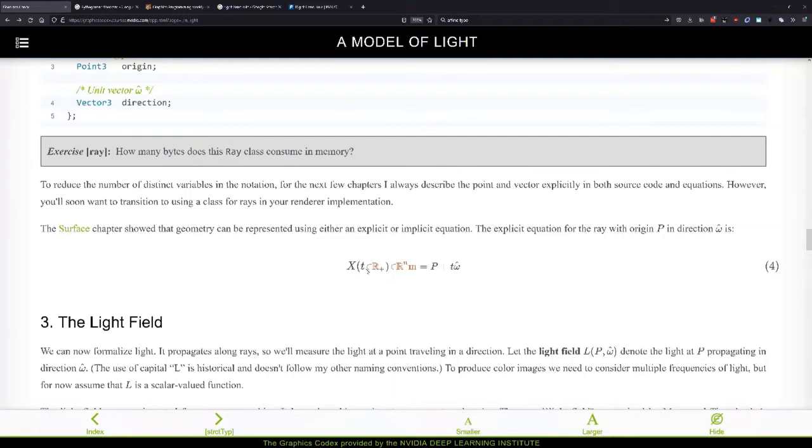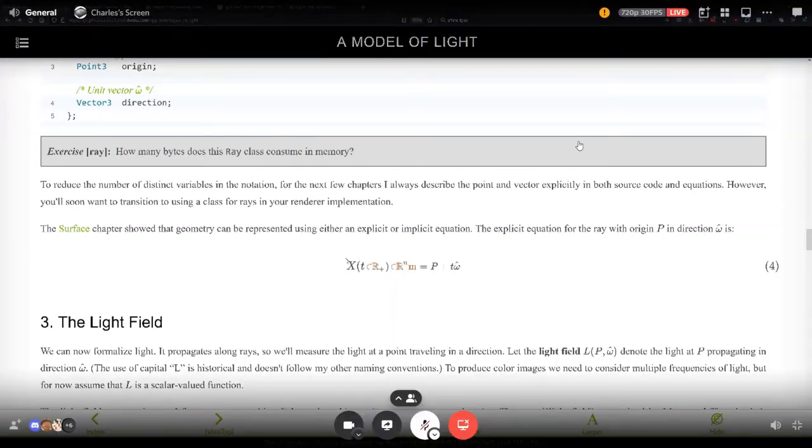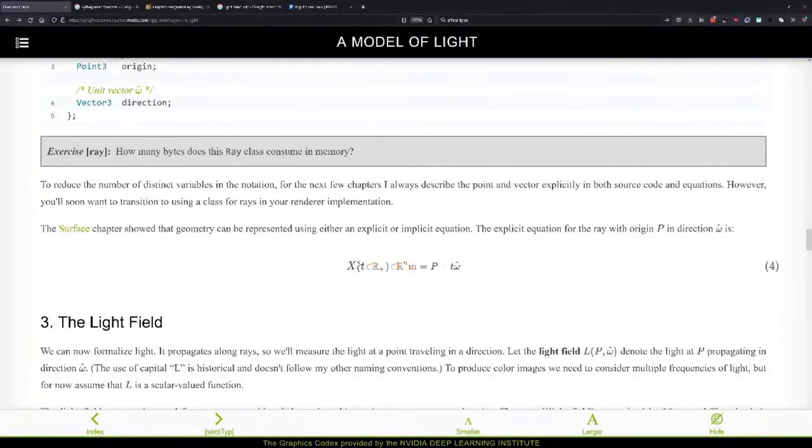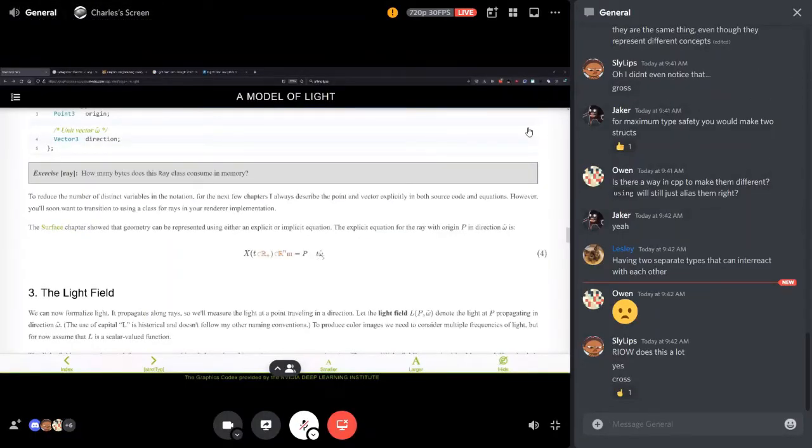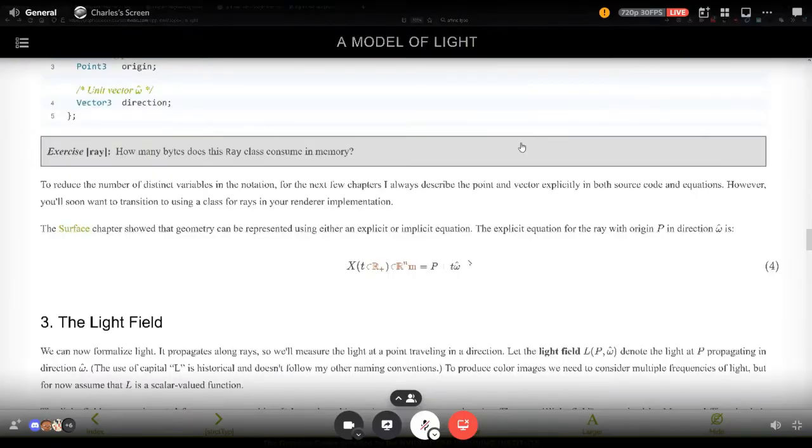Because we've got t, an element of R plus, so a positive real, and that's put into a function x, whose output is an element of R^(n times m), n meaning a dimensionality factor and m being the scaling factor, is equal to the point p plus t times omega hat. Does that make sense? No, not to me.